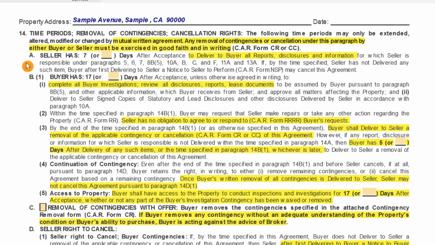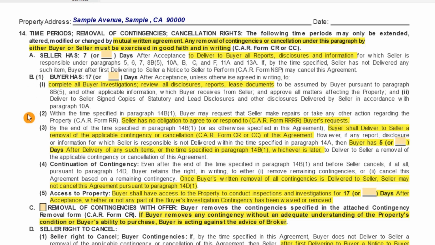The seller has 7 or a different amount of days, if agreed upon, after acceptance to deliver to the buyer all reports and disclosures and information for which the seller is responsible. And in B, the buyer has 17 days, unless another time period is agreed upon, after acceptance to complete all of their buyer investigations, review all disclosures, reports, lease documents, etc.